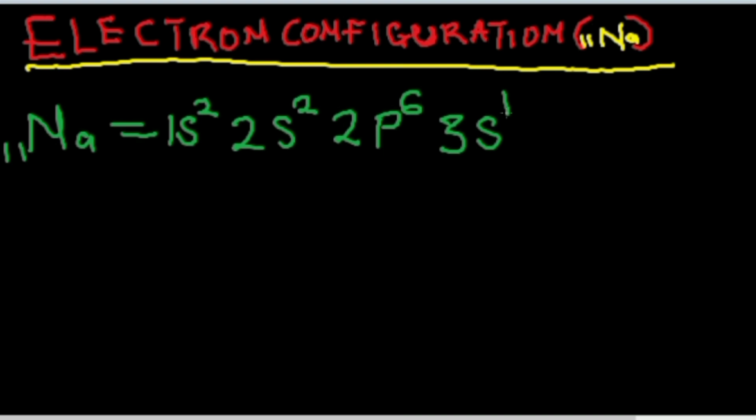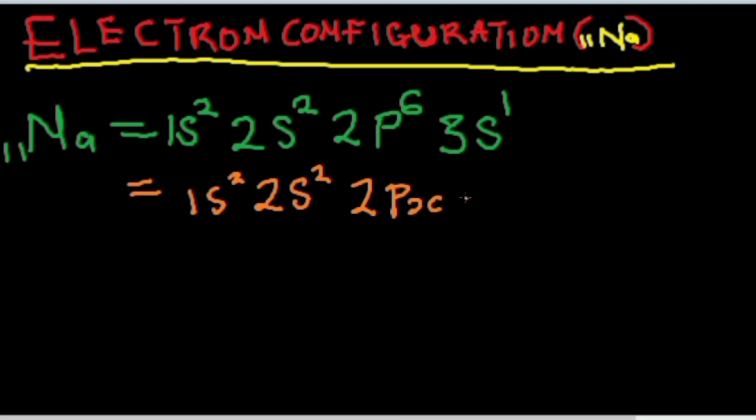Now I want us to write the expanded configuration. This one is a condensed, so let's expand it and see how it will be. 1s will take 2, 2s will also take 2. Now we learned that the p orbital is degenerate. It is oriented on the x-axis, so we have the px. Also on the y-axis, making the py, then on the z-axis, giving us the pz.